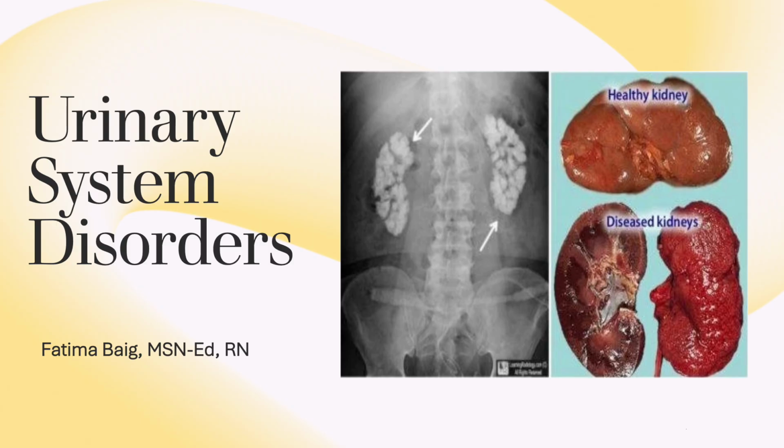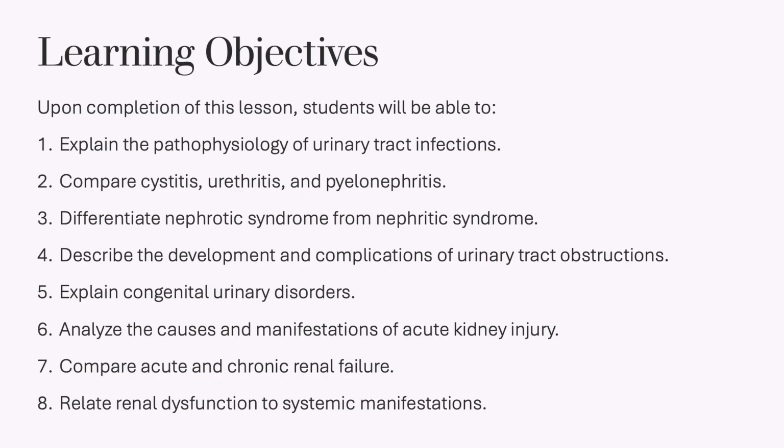We're going to build on the understanding of the normal urinary anatomy and physiology, and examine what happens when the kidneys and the urinary tract become diseased. As we progress through the lesson, please focus on how each disorder affects normal filtration, fluid balance, electrolyte regulation, and waste removal. Many of the urinary system disorders begin with localized damage, but eventually affect multiple body systems. And the kidneys play such a vital role in maintaining this homeostasis.